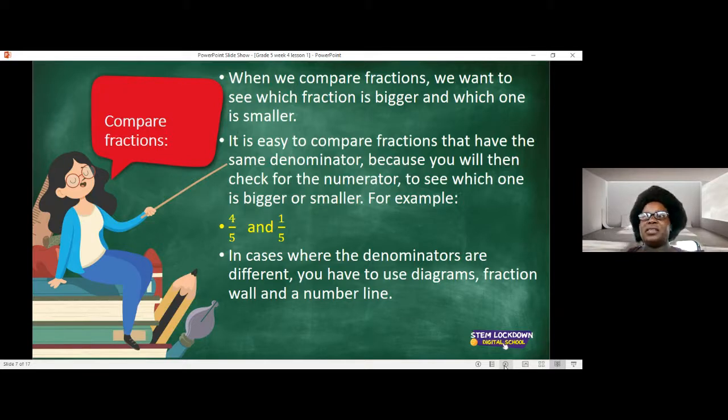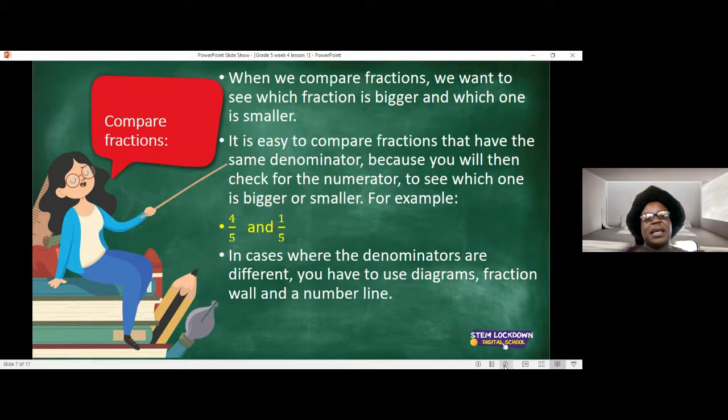So we're going to compare fractions. When we compare fractions, we want to see which fraction is bigger and which fraction is smaller. We did comparison with whole numbers, where we checked which number is bigger and which is smaller. The same knowledge you gained when we compared numbers is what you're going to use when comparing fractions. It is easier to compare fractions that have the same denominator because you then check the numerator to see which one is bigger or smaller.